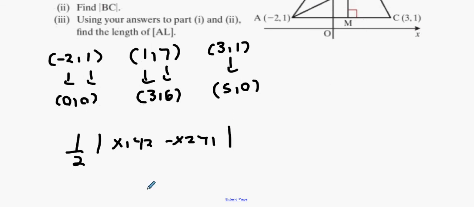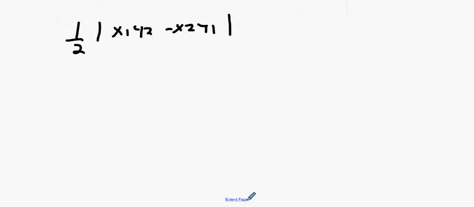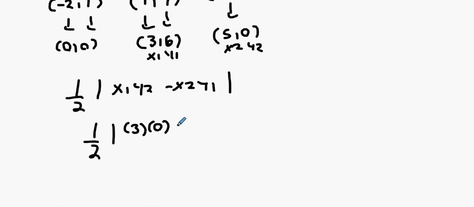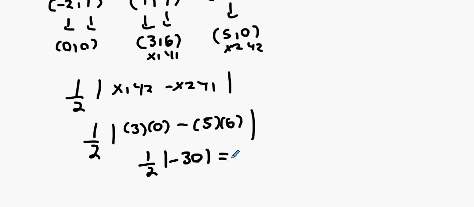I'm going to do my formula. I'll explain why I'm doing it this way in a second. You know I can do it this way though, that's the main thing. Half, we call this one x1, y1, and this one x2, y2. So I'm going to get 3 times 0, and then 5 times 6. A half of minus 30 is what? 15.